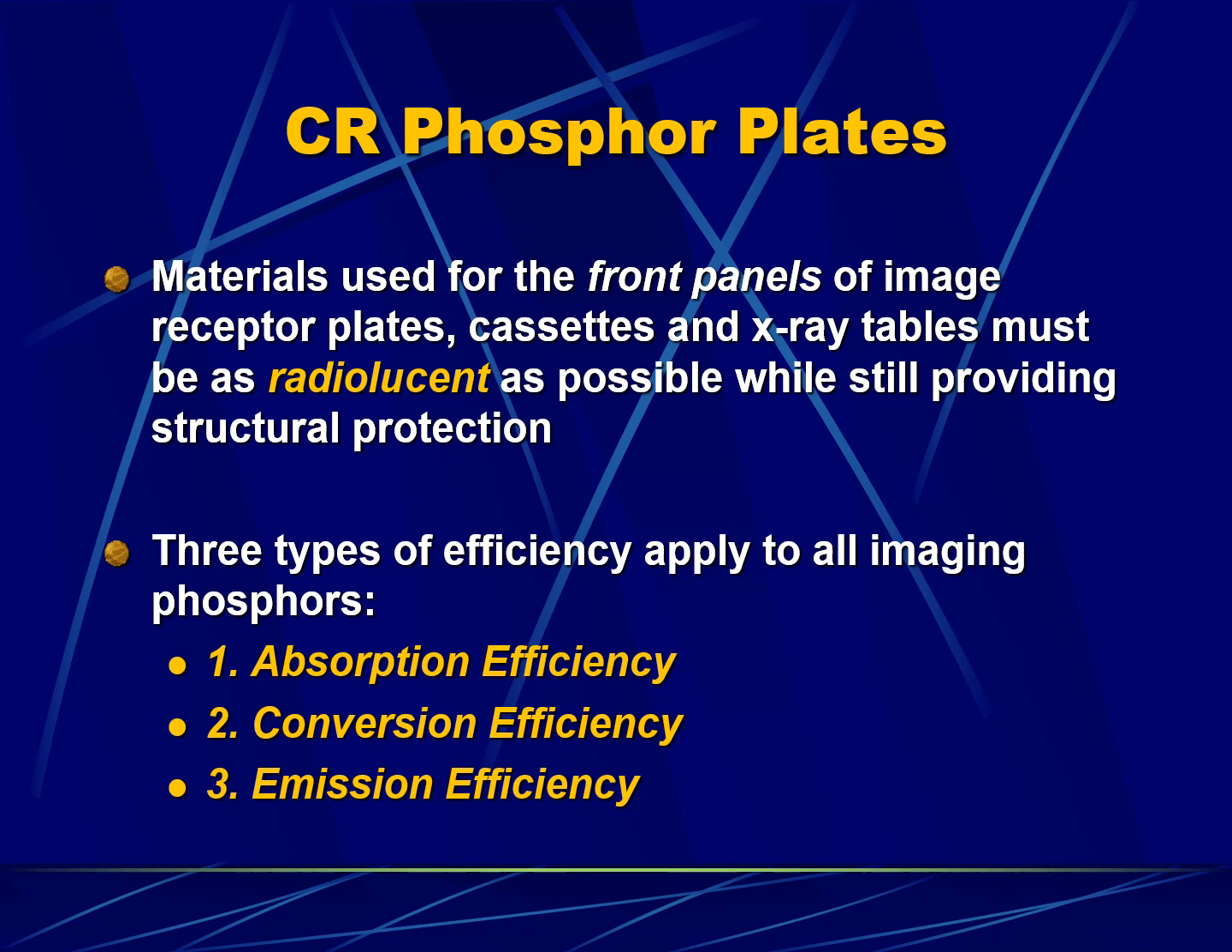Okay. 3 types of efficiency apply to image phosphors. Absorption efficiency. Okay, that's photoelectric conversion efficiency, or photoelectric absorption, or photovoltaic effect in some situations, like I covered earlier, on the first slide. Conversion efficiency: if you're converting to light and then light to electrons in a second step, how efficient is the second step? And then emission efficiency refers to either emission of light or emission of electrons.